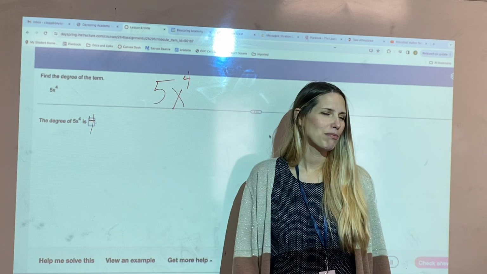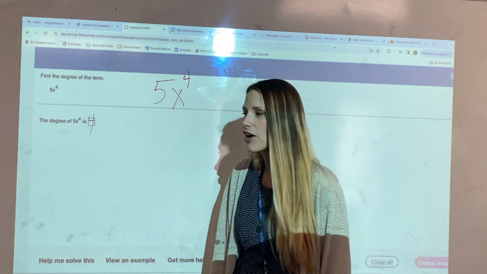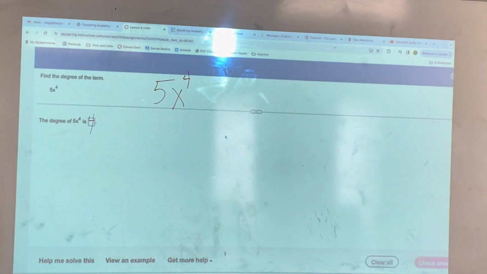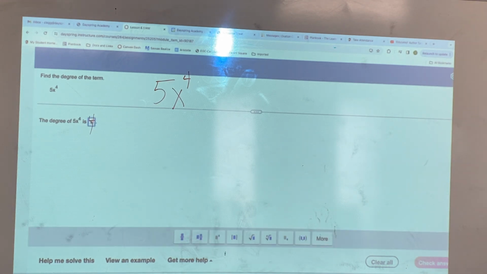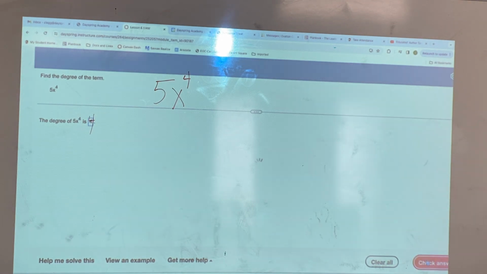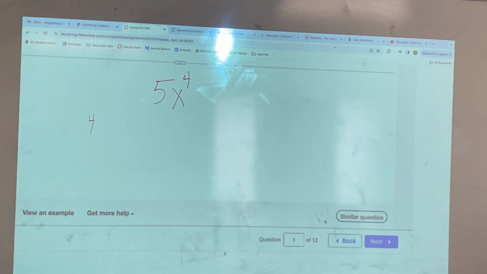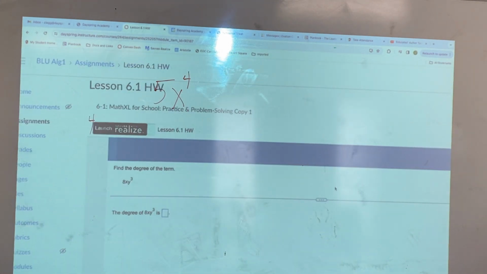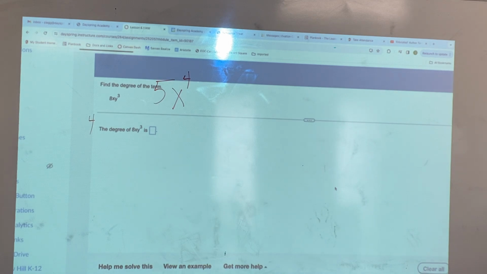That's why I assigned many questions on this, because they are that quick, most of them. The degree is 4. Does anybody have a different one and they want to make sure that they have the correct degree? Find the degree of this term.